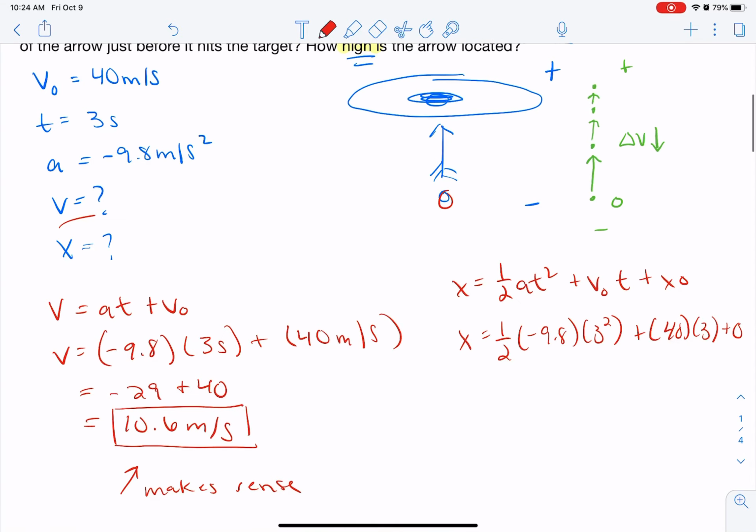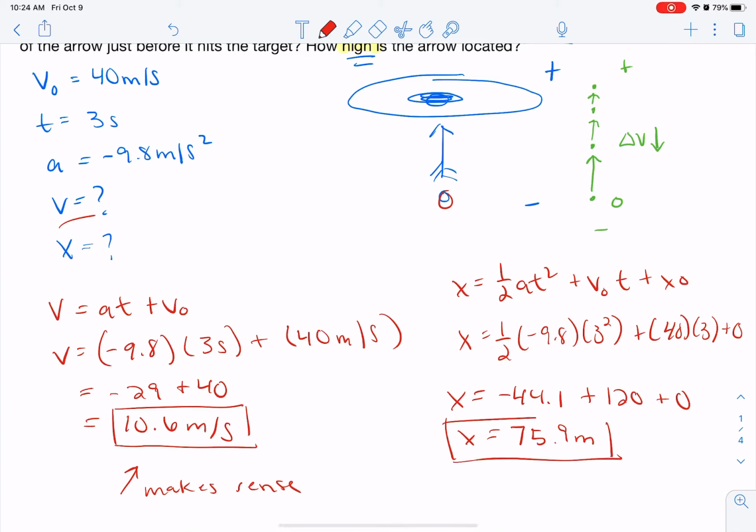So now I just put this in a calculator, and I'm going to get negative 44.1 plus 120 plus 0. Put that in a calculator again, and I get 75.9 meters, and that is my final answer. 75.9 meters is greater than 0, so it makes sense.